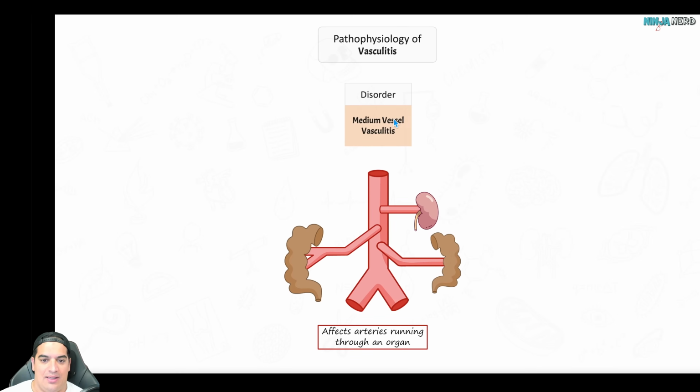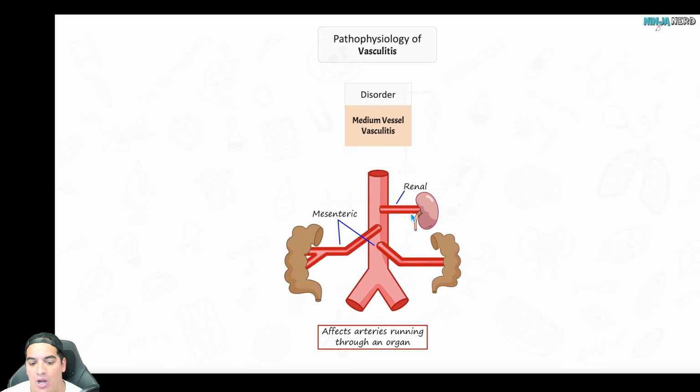Medium vessel vasculitis is going to be affecting arteries that run through an organ. In other words, what would this artery be called going into the kidney? It's called the renal artery. These would be the mesenteric arteries because they're going to be going and supplying parts of the small and large intestine. Now, if there's inflammation of these blood vessels, again, you're going to cause ischemia via thrombosis or stenosis of the actual blood vessels going to these organs, and even potentially aneurysms can form and you can cause bleeding.